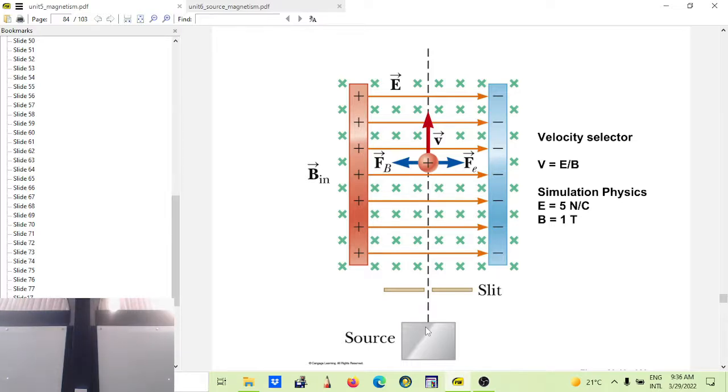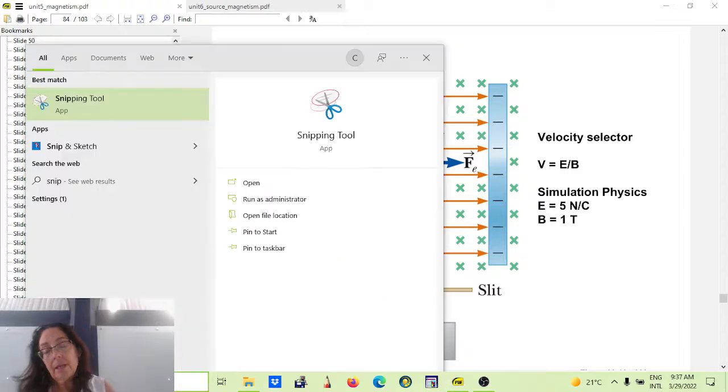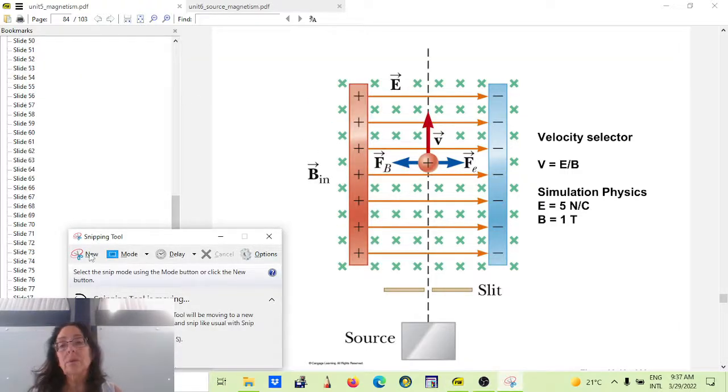So why do you want to do that? You do that to select a given velocity. That's called a velocity selector, and actually we do that with a mass spectrometer, so I will show you in a moment.